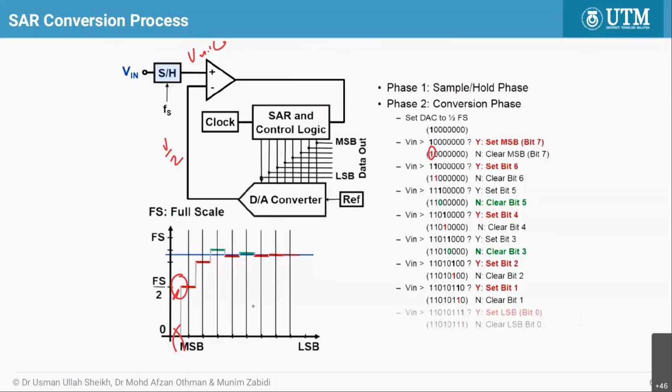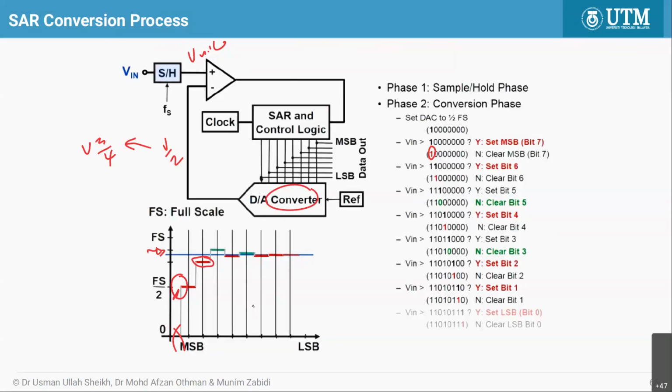Then you will compare your unknown voltage with 3 over 4 of V. Here, this is your unknown voltage, the blue one. Then here is the red one. The red one is the comparator value, which is generated by the D2A converter. So in the second clock cycle, the D2A will output V times 3 divided by 4. Compare again.